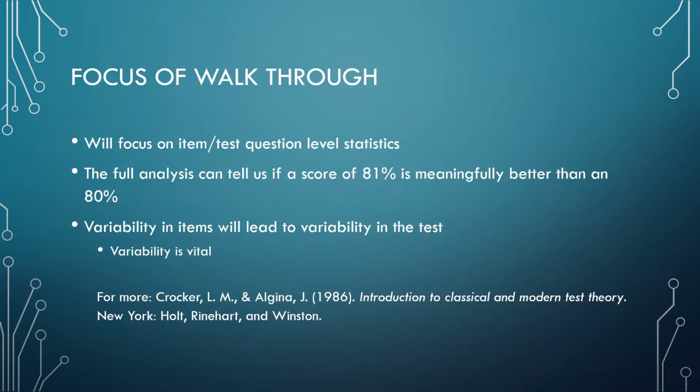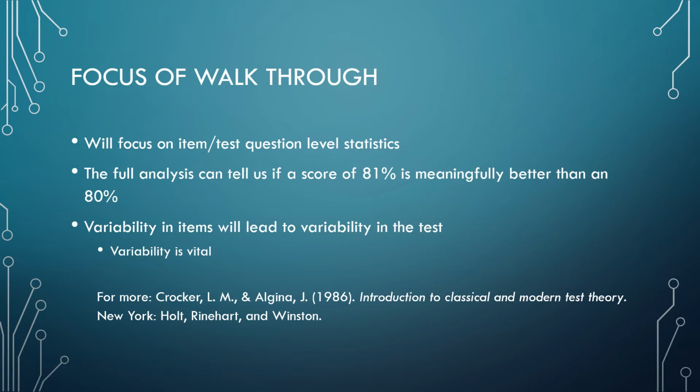The focus of this walkthrough will be on the stats that you get from classical test theory at the question level. A full analysis also gives us stats at the test level. For instance, is an 81% meaningfully better than an 80%? Can your test really tell them apart, or is there too much underlying unreliability to be able to distinguish between an 81 and an 80? The full analysis will give you that, but I'm not going to go into that here just because of the time.